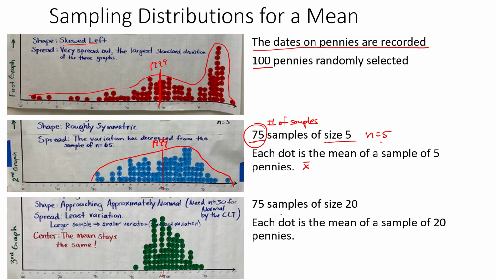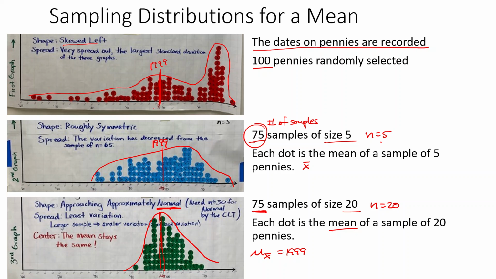All right, and then we had 75 samples, I think, of size 20. So our sample size here is 20, and we took 75 of those samples. I had 75 people go up, grab 20 pennies out of the bin, find the mean of each of those samples, and then put a dot up here. Now look at our distribution. It's not perfect, but it's looking closer and closer to a normal distribution. And notice the mean for this distribution of all these samples is still right around 1999.